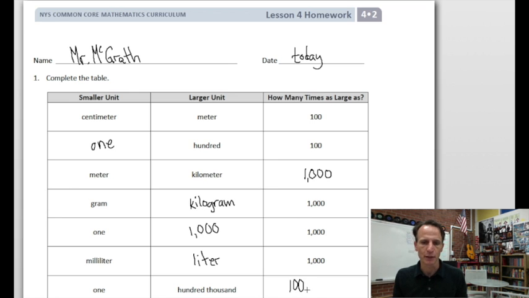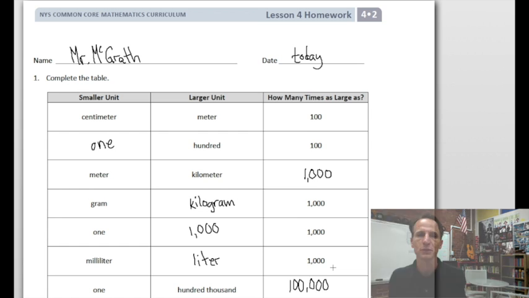So I like this table. It makes you think a little bit about the relationships between these different units of measurement and, importantly, their relationship to place value. That's why we do all this metric stuff right after finishing up with the place value unit. So you could see how place value actually works in addition, subtraction, and now metric conversions. Beautiful. Let's roll on to number 2.